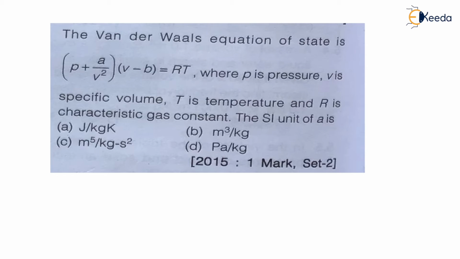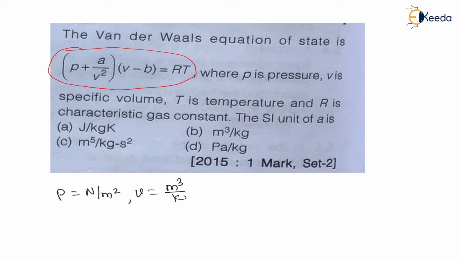Now my dear students, in this equation, P is pressure, therefore the unit of pressure is Newton per meter square, right? Then V is specific volume. Here V is specific volume. The unit of specific volume is meter cube per kg. Then T is temperature and R is the characteristic gas constant. For temperature the unit is Kelvin, and R is the characteristic gas constant.